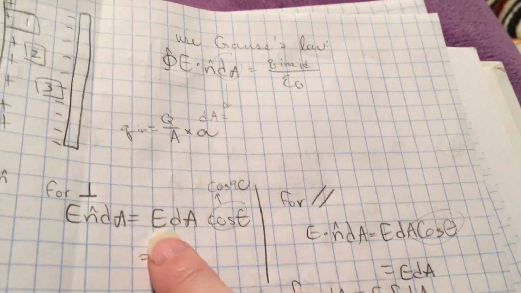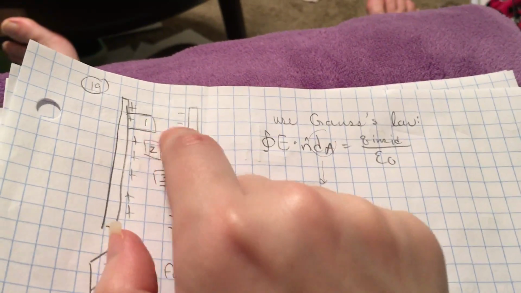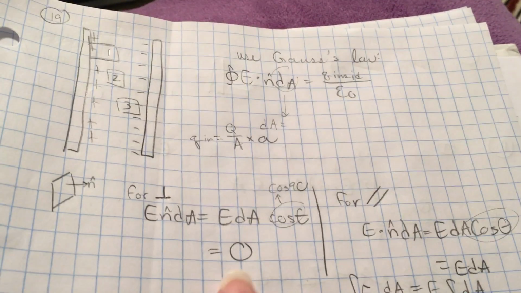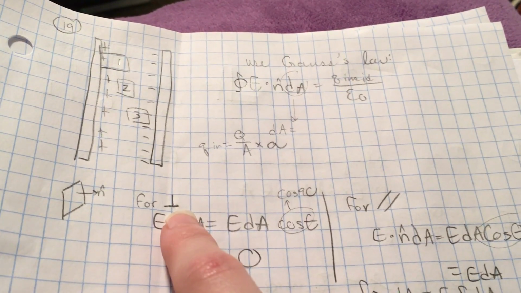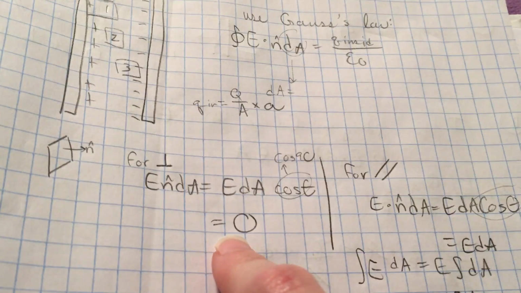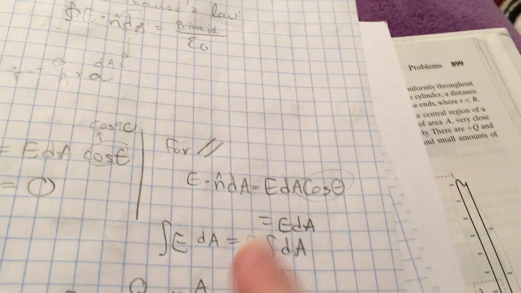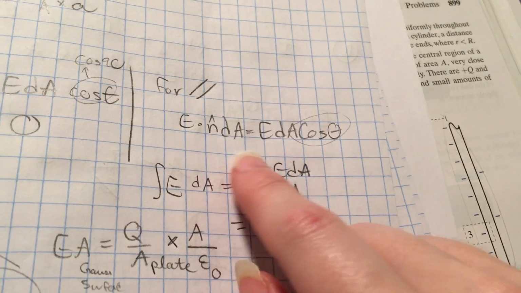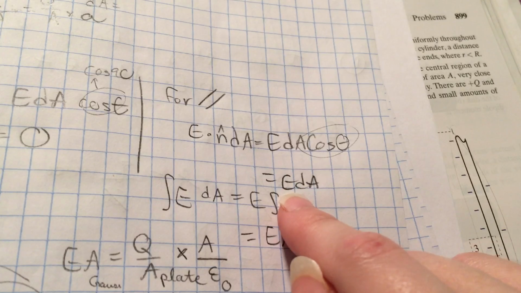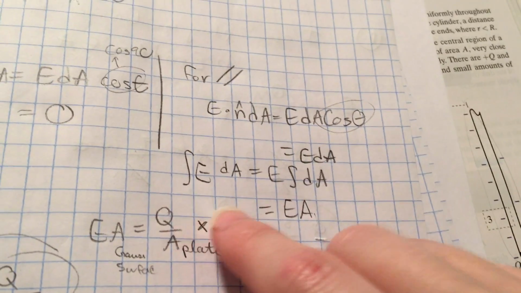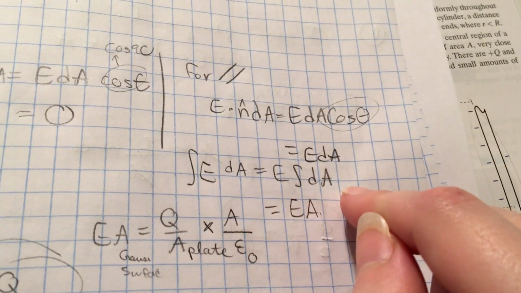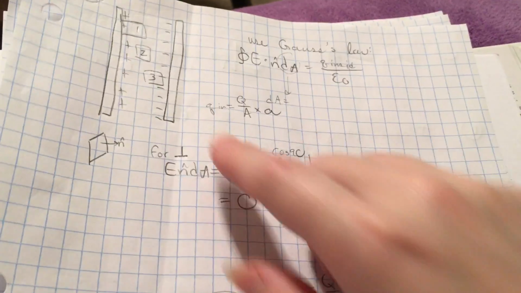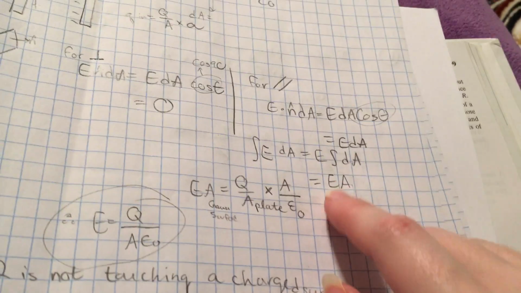I now solve for the perpendicular and the parallel parts of the flux going out. So E dot N dA is equal to E dA cosine theta, but this is for where it's perpendicular, so theta is 90, and cosine is 0. So we don't pay attention to that anymore. Where it's parallel, though, we have E dot N dA equal to E dA cosine theta, which is just equal to E dA. So then I integrate, which gives me E times the integral of dA, and you can't really integrate the surface because it's not changing. So you just have EA.